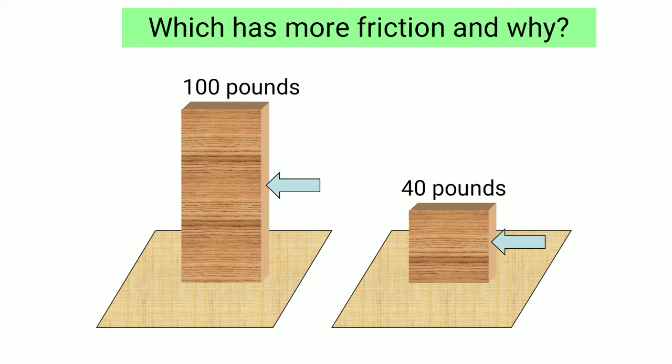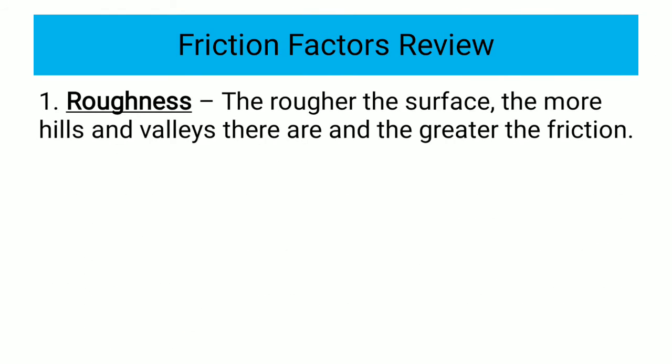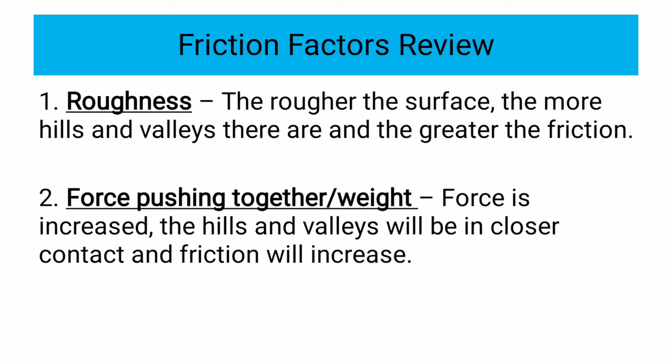Now from these two examples, can you determine which object will have more friction? The answer is the block with 100 pounds will have more friction, because friction depends on the force applied on the motion of the body. The block with 100 pounds will require more force, so it will have more friction. As I said earlier, friction depends on roughness of the body and the force or the weight of the body.